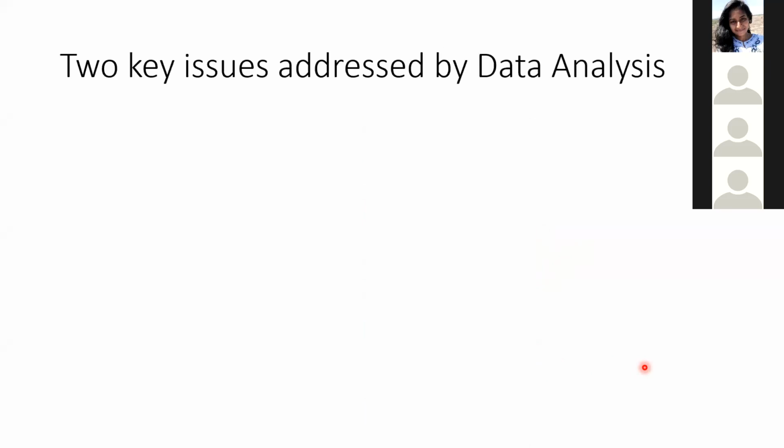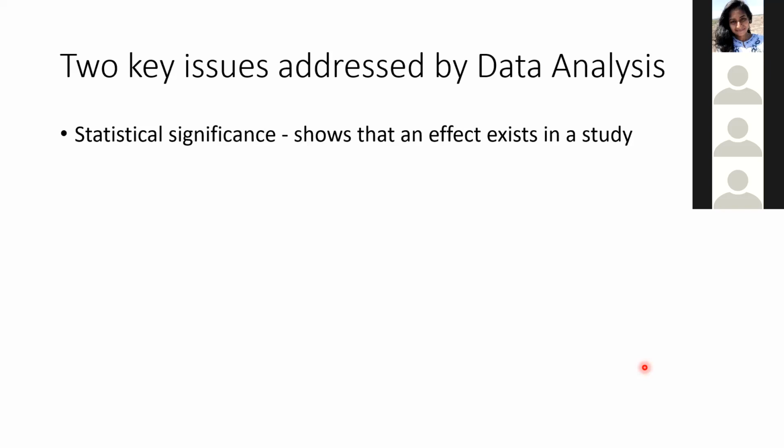I want to emphasize two key issues addressed by data analysis. First one is statistical significance. So everybody is happy if we get a low p-value. So if it is less than 0.05, we reject the null and everybody is happy. So it shows that there's an effect in the study.